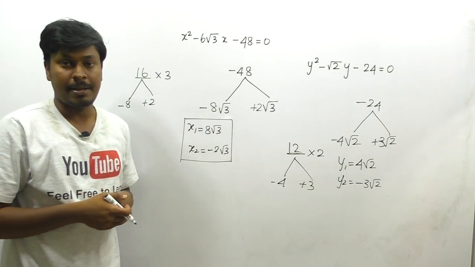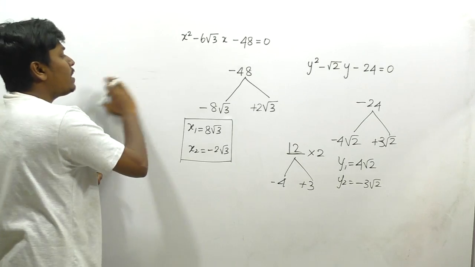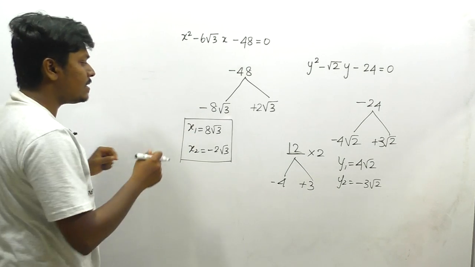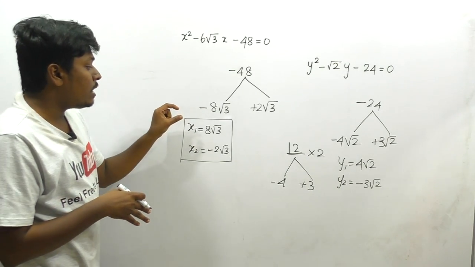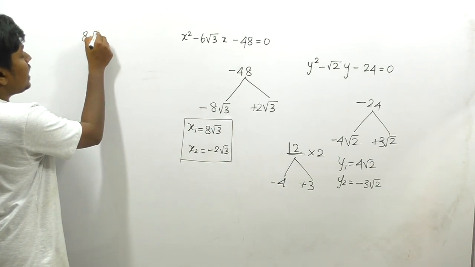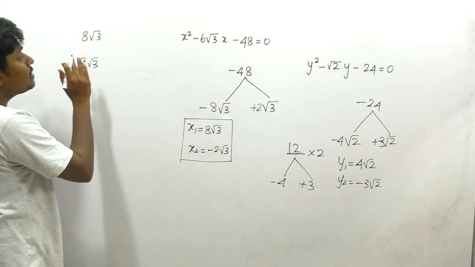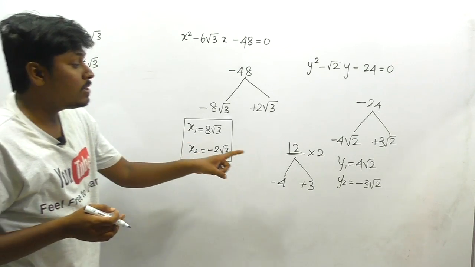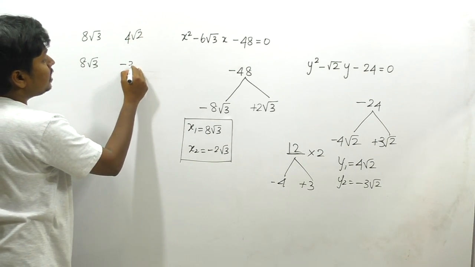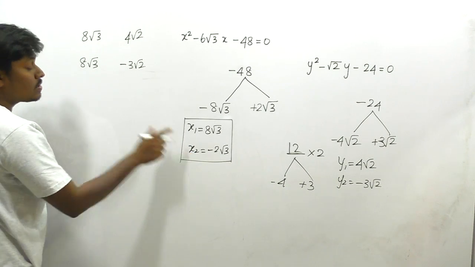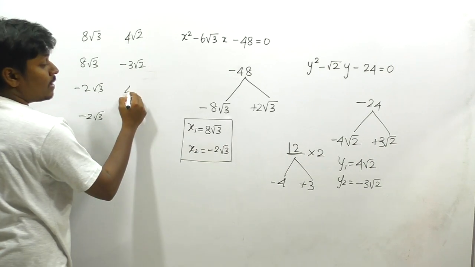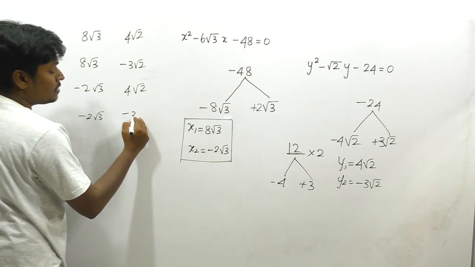So finally we found the factors for the x and y terms. Now our target is to compare. Friends, comparison is so easy. Don't worry about the comparison, whether the values are inside the root or not, it is also easy. My methodology is to keep x1 as constant and compare with y1 and y2. Look, x1 is 8 root 3. I am going to keep x1 constant and compare with y1 and y2, where y1 is 4 root 2 and y2 is minus 3 root 2. And x2, which is minus 2 root 3, I keep constant and compare with y1 and y2, that is 4 root 2 and minus 3 root 2.